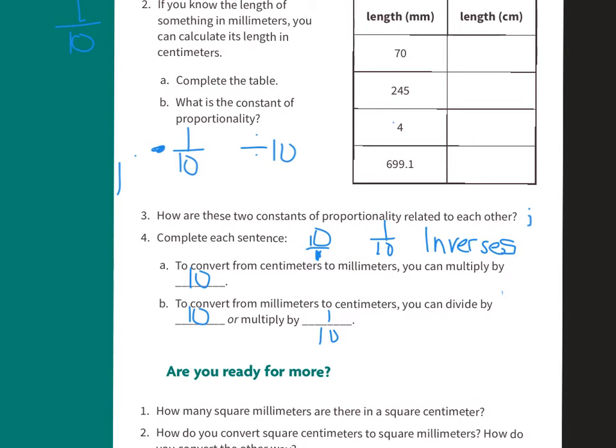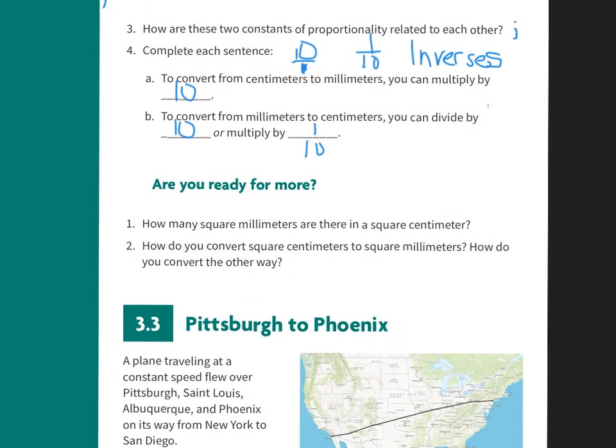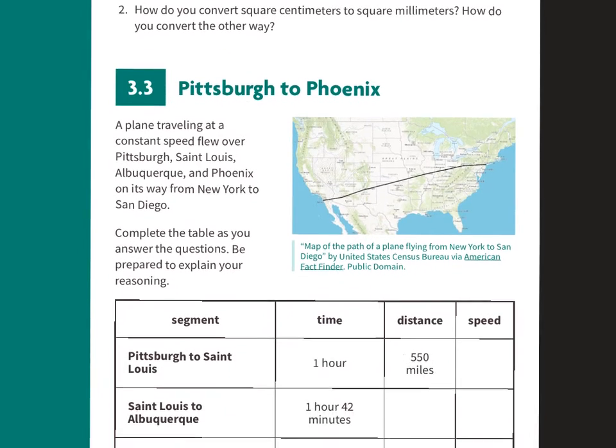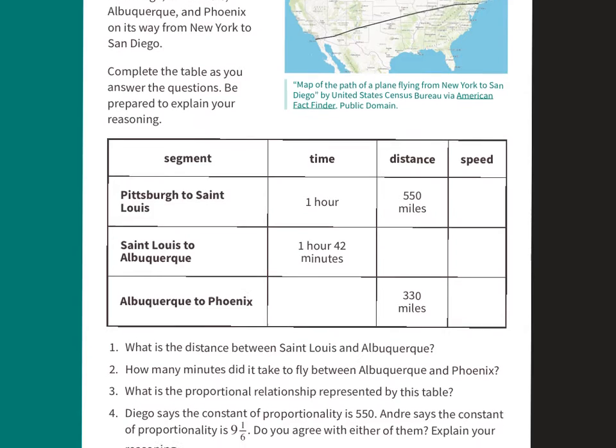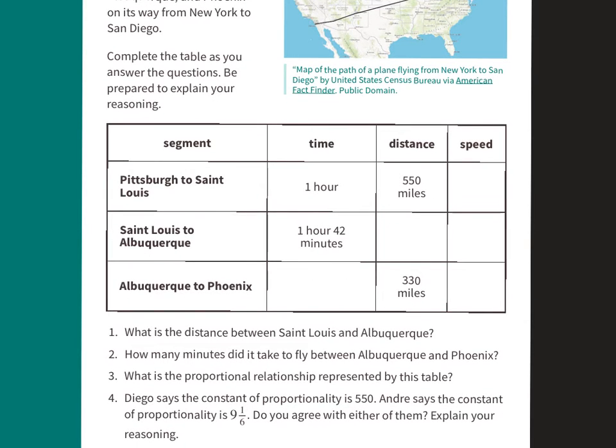Okay? Moving on. 3.3, Pittsburgh to Phoenix, the bottom of page 23. A plane traveling at a constant speed flew over Pittsburgh, St. Louis, Albuquerque, and Phoenix on its way from New York to San Diego. Complete the table as you answer the questions. Be prepared to explain your reasoning. Okay. It says, what is the distance between St. Louis and Albuquerque?